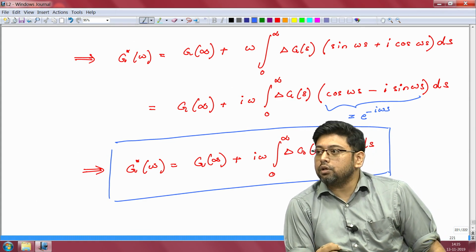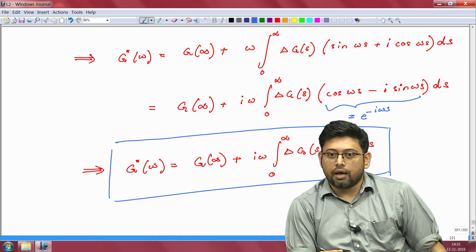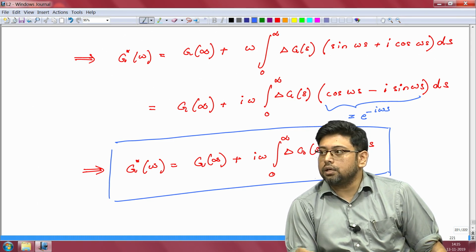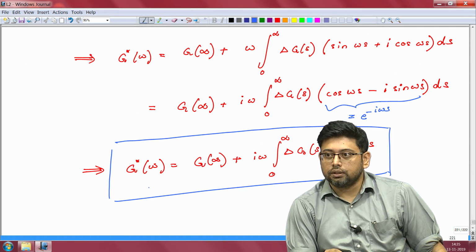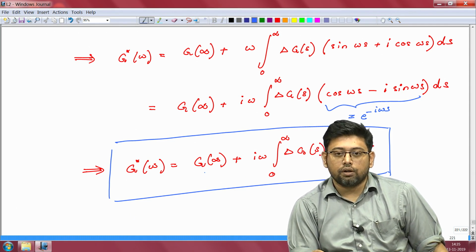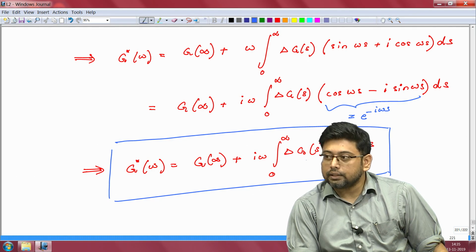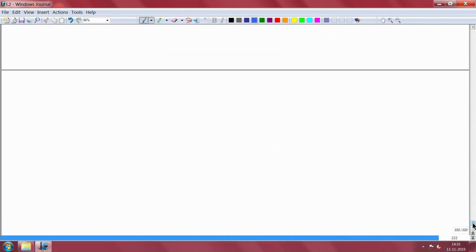G(t) is a response that you can determine separately, and if you can rewrite it as G infinity, a constant term, plus a time varying function, then this is the method by which you can compute the complex modulus analytically from that, right. So, obviously, here we imply that the functional forms of G infinity and delta G(s) must be known to us.